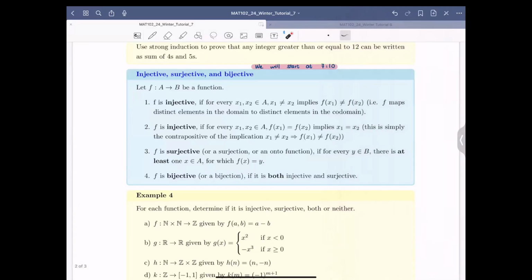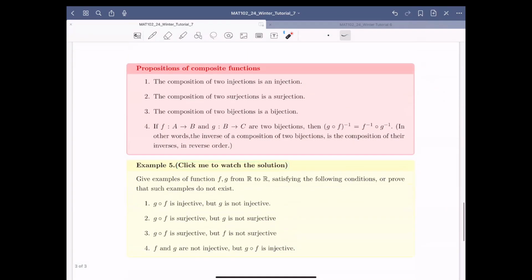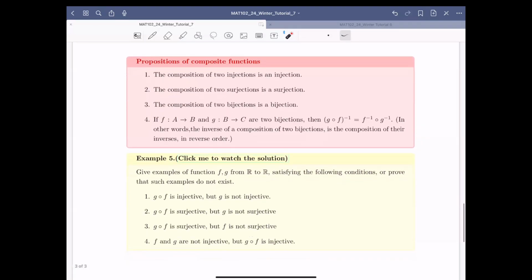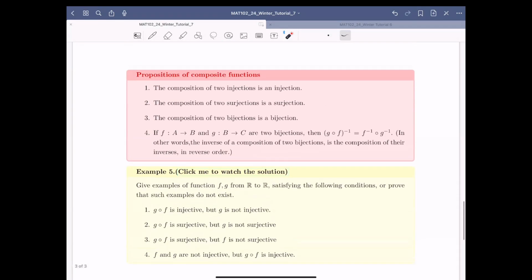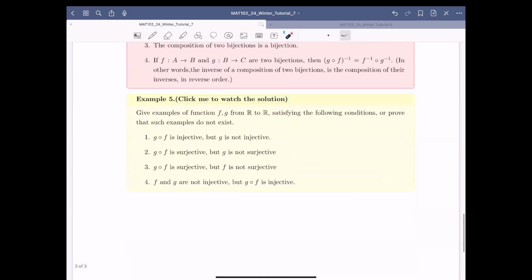In this tutorial, I mainly just want to talk about injectivity, surjectivity, and bijectivity, which is the first page. In the second page, propositions, are they important? Yes, but we don't have time to do all of them because I want to keep you here for 3 hours, and I know you cannot digest all of that. So please just click this link to watch it. In this video, I will go over everything and I'll talk about this example as well.